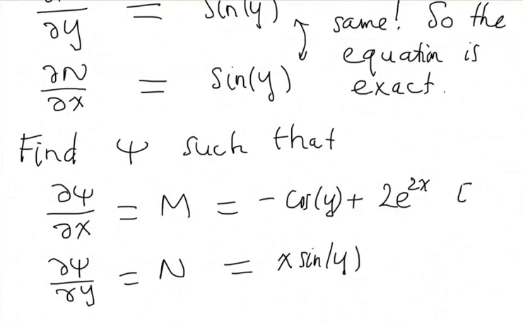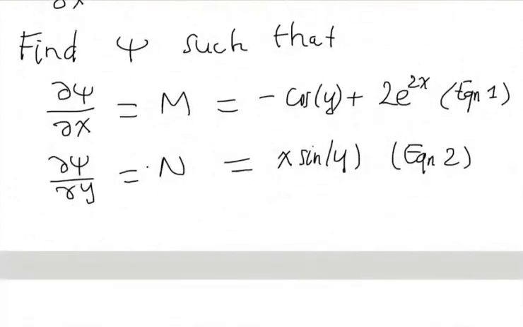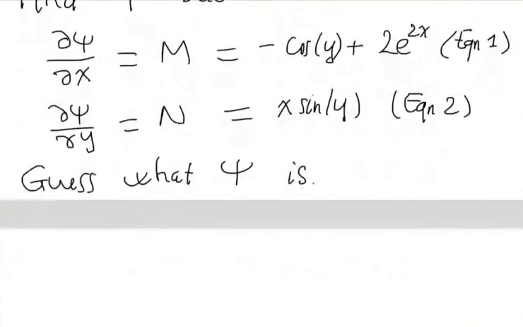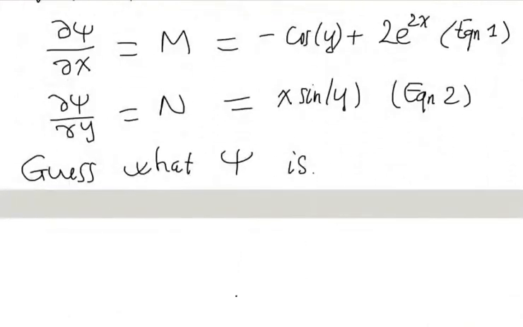I usually label the equation here as equation 1 and the second one equation 2. We need to determine a function psi satisfying these two conditions. Now, if possible, you can guess what psi is. If you can do that, it's good. But if you cannot guess, then here is a systematic way to solve for psi.